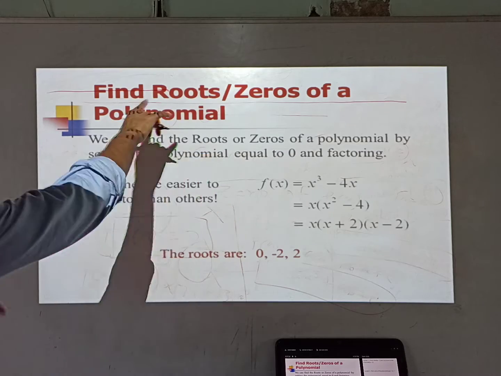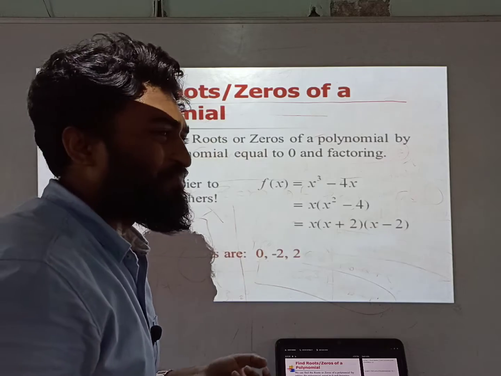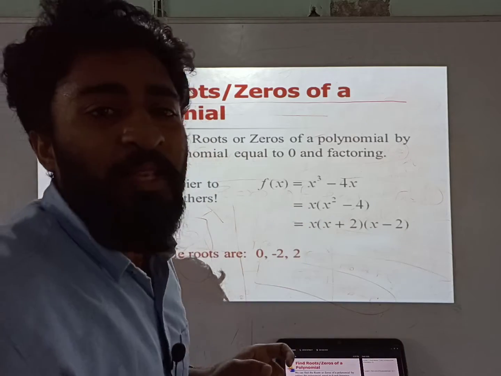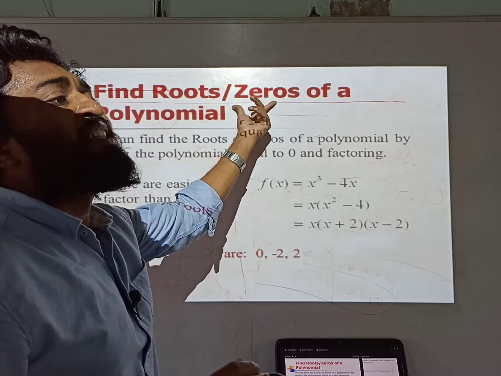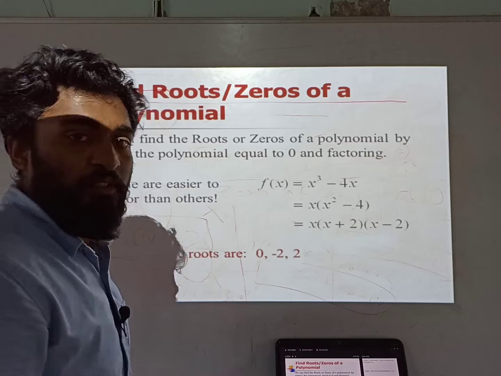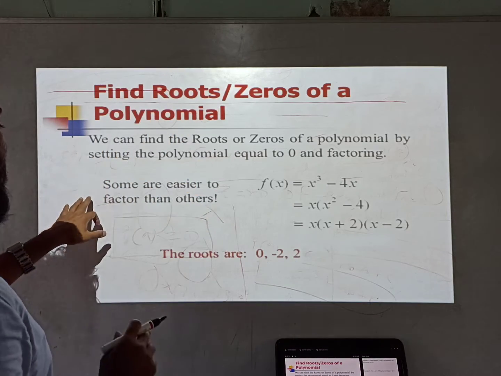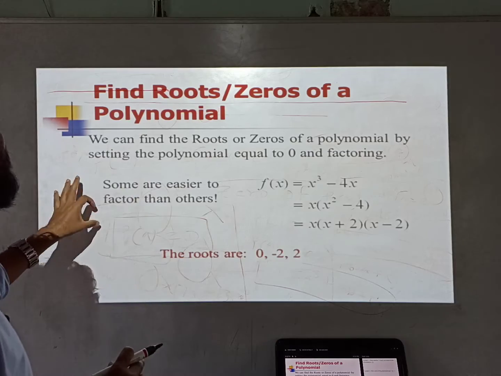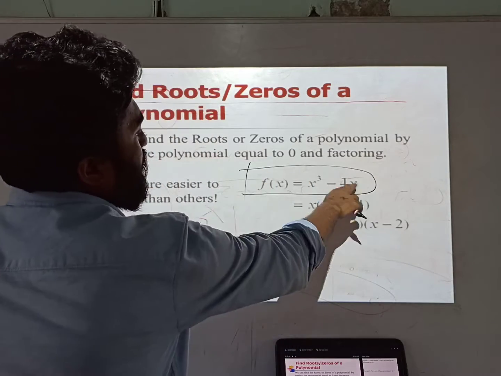So see, find the zeros. Actually, zero and root are very similar. Zero means we have it in a polynomial, and we have roots in an expression, meaning an equation. That is the difference. More or less the same. What is the question? Find the zeros of the polynomial. We need to find the zeros of this polynomial.